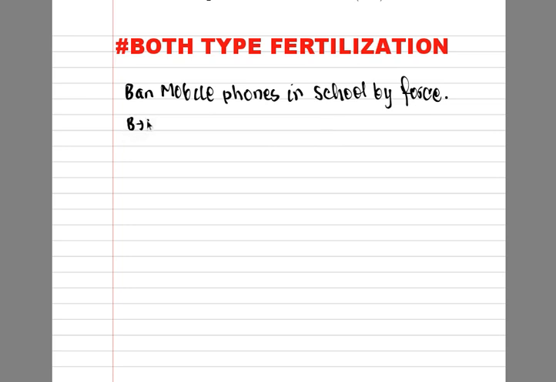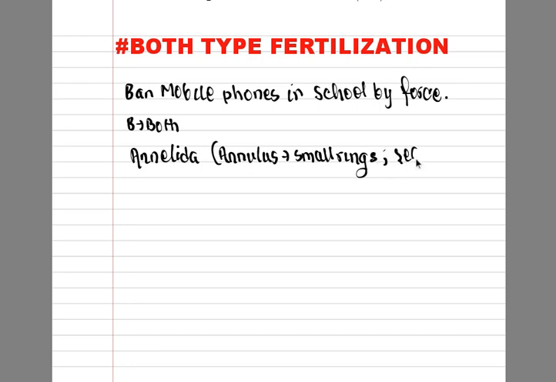Ban, B for both, AN for Annelida. Annelida comes from the word annulus. You should know this. Annulus means small rings. Their structure is formed outside by small rings, so they are segmented. You can remember this for now.